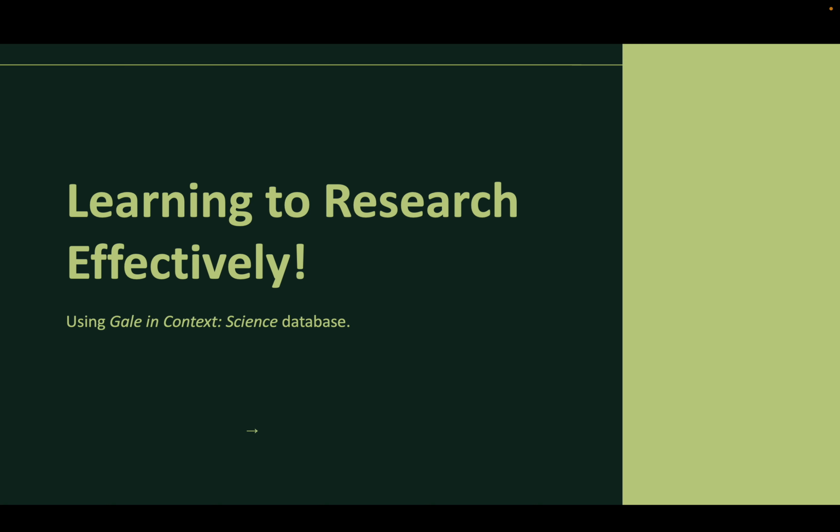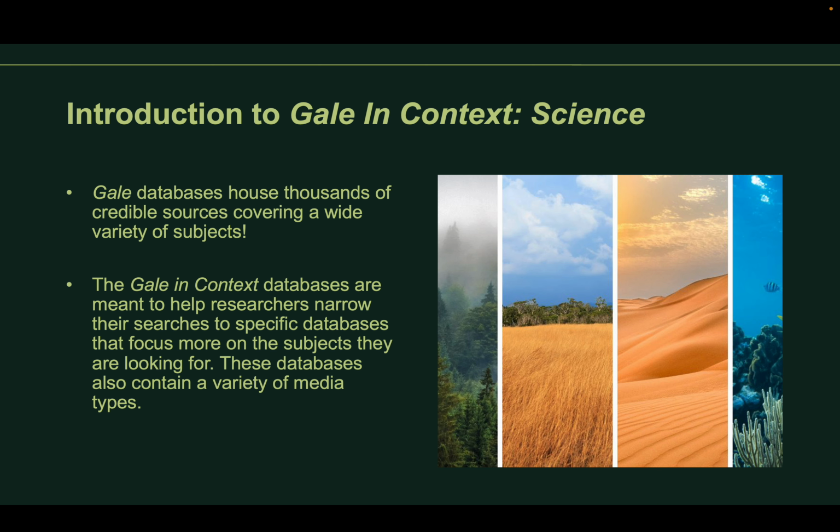Today we're going to talk about learning to research effectively using the Gale in Context: Science database. So I'm going to tell you a little bit about what Gale is. It's a database, basically an overhaul, that houses thousands of credible sources covering a wide variety of topics. Gale OneFile is the primary name of the major database, and then from there, Gale created a bunch of smaller, more focused databases called Gale in Context.